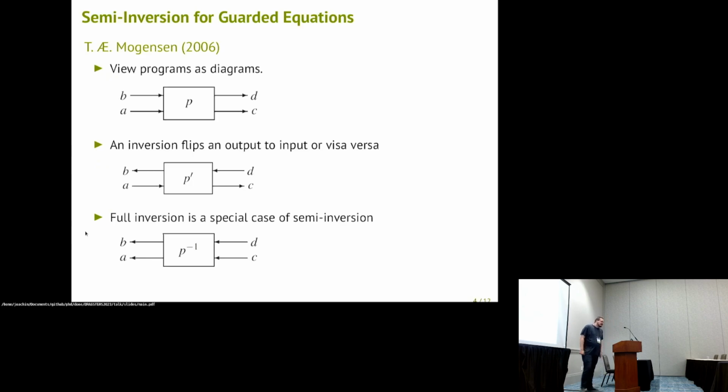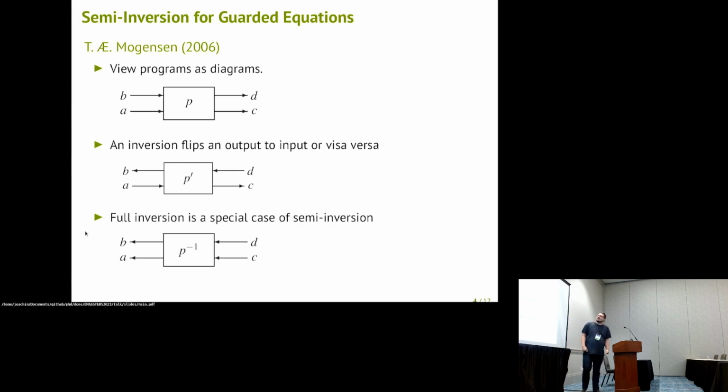All right. And then just to cover some ground, I picked two important ones. The first one is Torben Egidius Mogensen, who studied the guarded equations programming language, which is your garden variety functional programming language. A function has a name, an expression and a guard, then an equals sign, and then a function body, which is also an expression. And then the question is how to invert those, right?